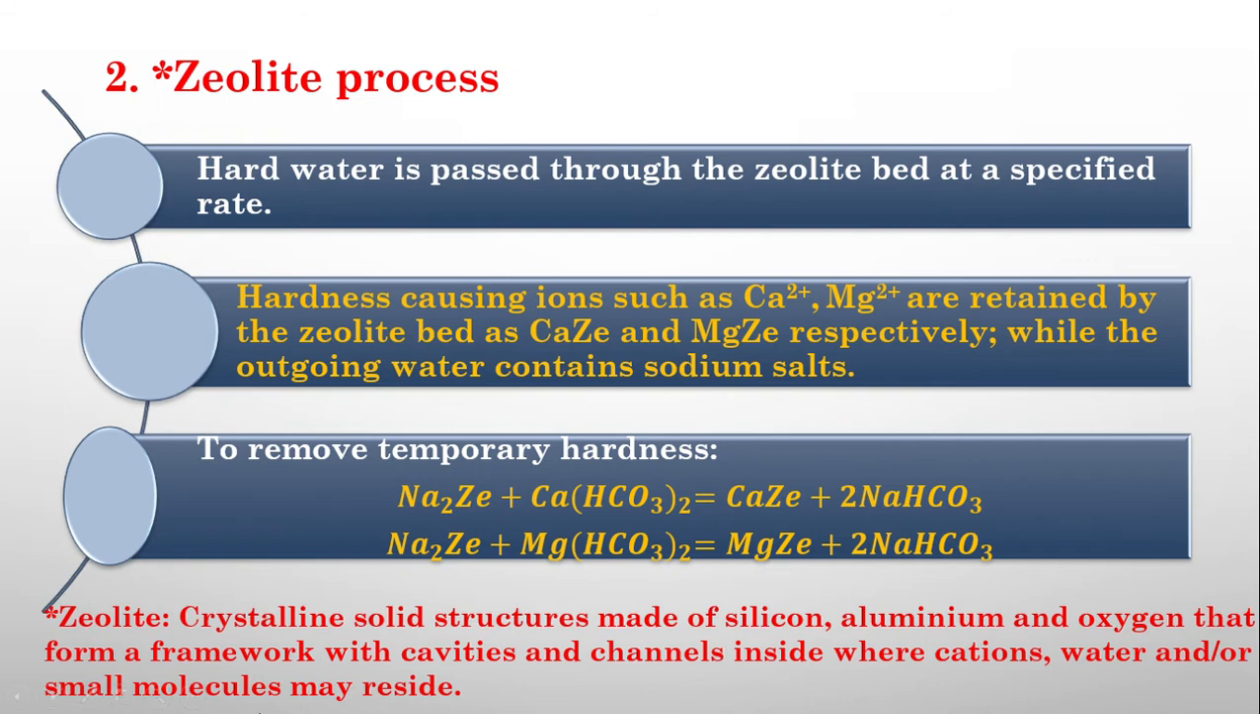The reaction occurring here: there is a bed of sodium zeolite. For temporary hardness, calcium or magnesium bicarbonates will be there in the water. When it passes through the zeolite bed, it will form calcium zeolite as well as magnesium zeolite, which are insoluble in water and will be deposited or retained above the zeolite. So this is how temporary hardness is removed.